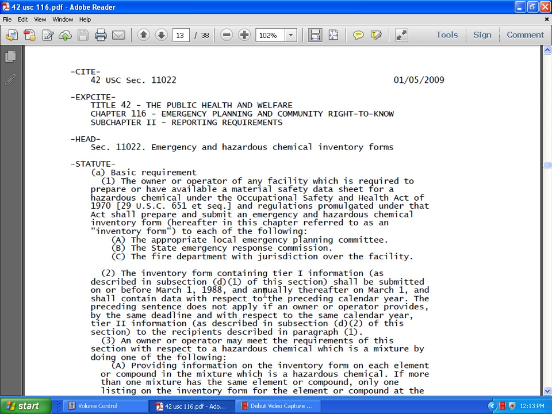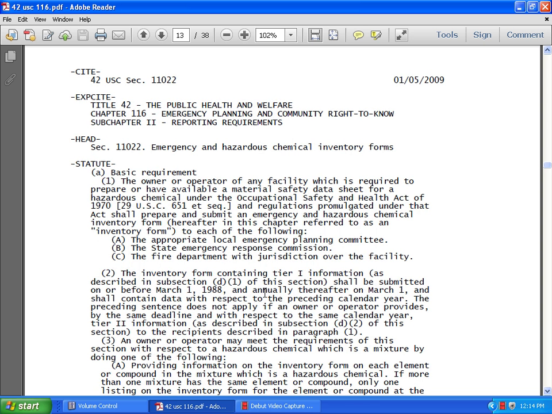The inventory form containing the information described in subsection (d)(1) of this section shall be submitted on or before March 1, 1988, and annually thereafter on March 1, and shall contain data with respect to the preceding calendar year. The preceding does not apply if the owner or operator provides the same information within the same deadline with respect to the same calendar year.